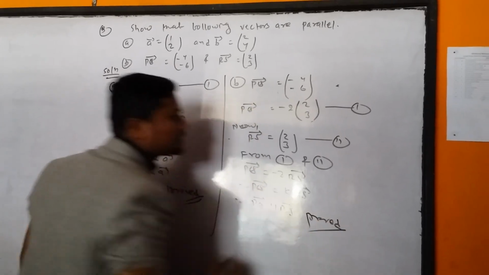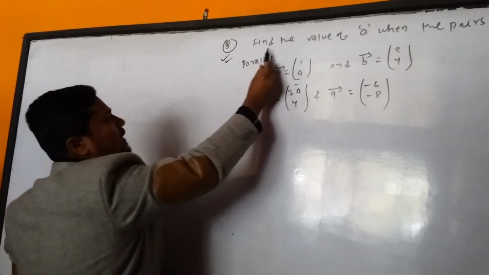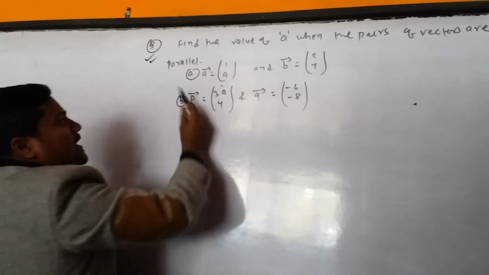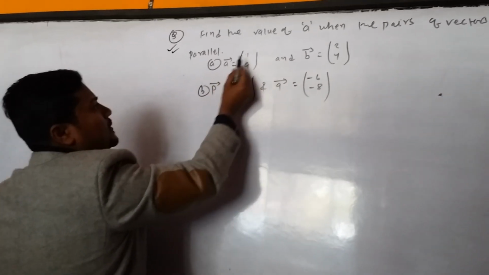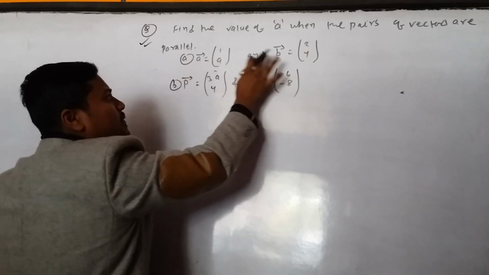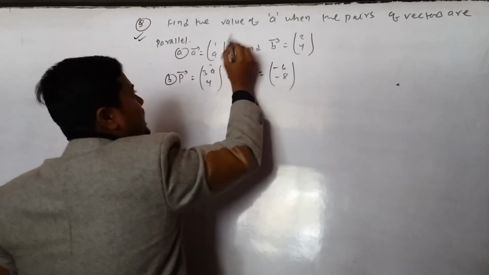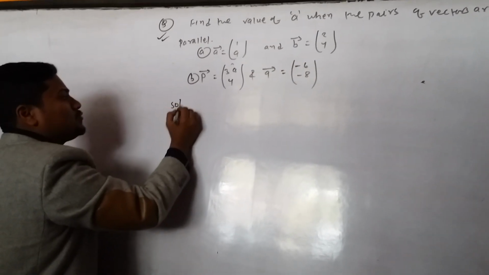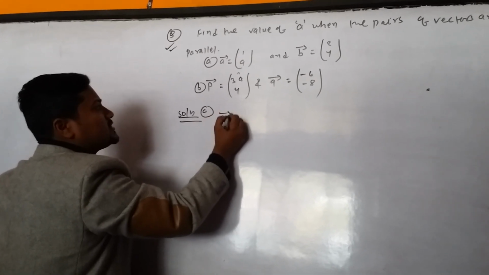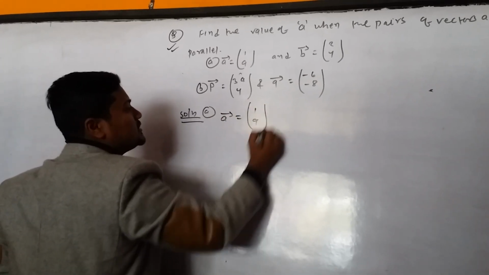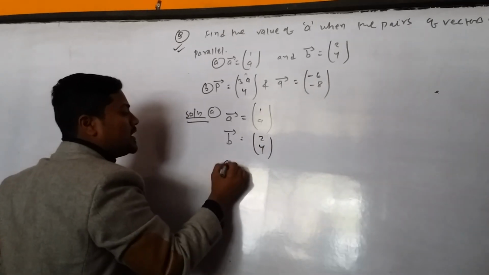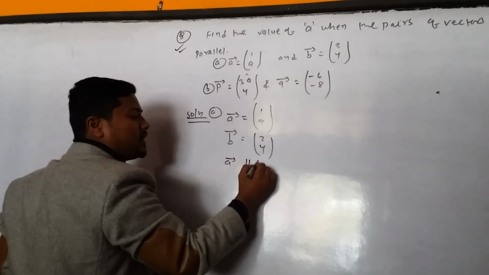Prove. Next question. Find the value of A when the pairs of vectors are parallel. Here A vector value 1 A is given, B vector value 2 4 is given. Here A vector and B vector are parallel, so we have to find the value of A. So first of all, how to solve question number A? A vector is given 1 A. B vector value is what given? 2 4. Here A vector is parallel to B vector.